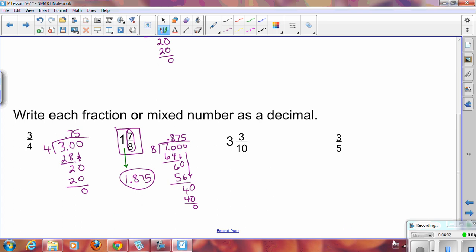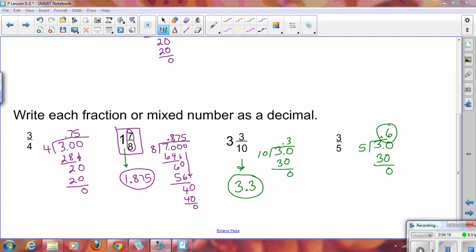At this point, I would like you to hit the pause button and then work out this problem and this problem. When you have them both complete on your paper, press play again and see how you did, and the answer will be there. You should have received, or you should have gotten, 3.3 for 3 3/10 and 0.6 for 3/5.